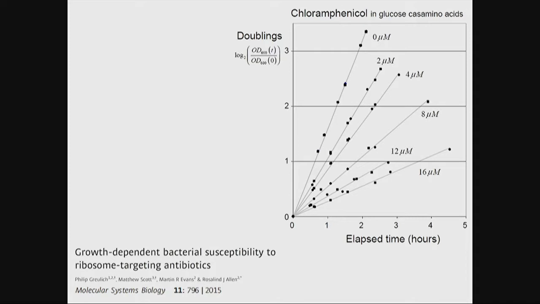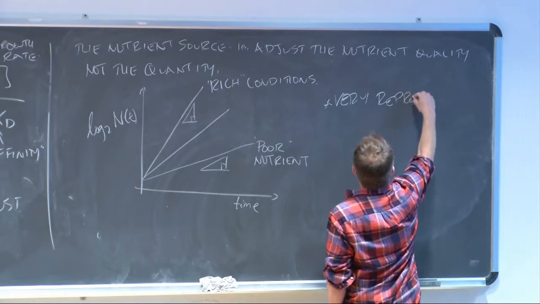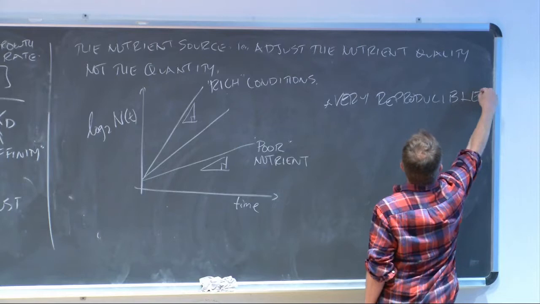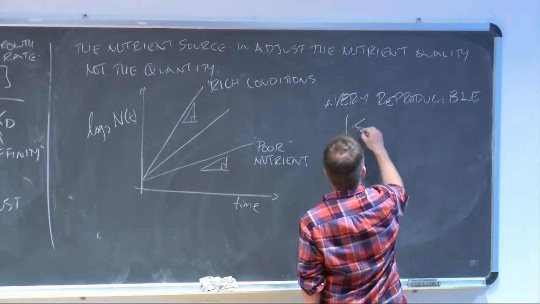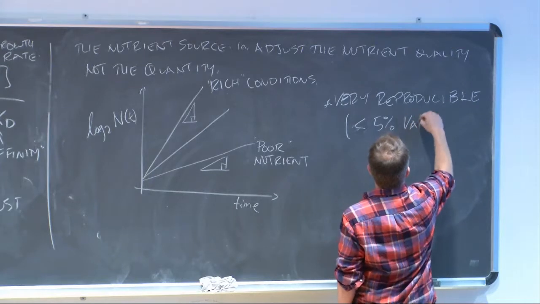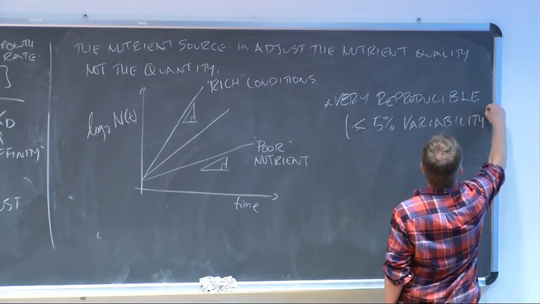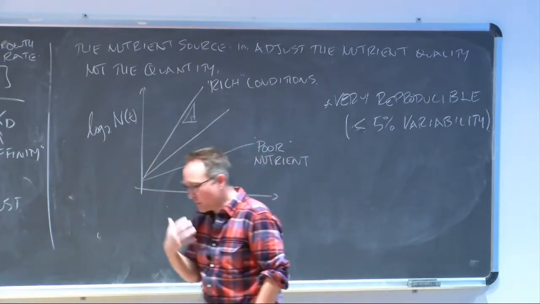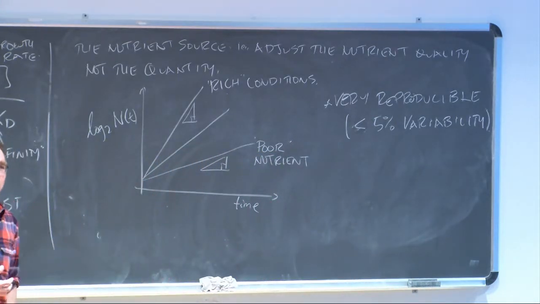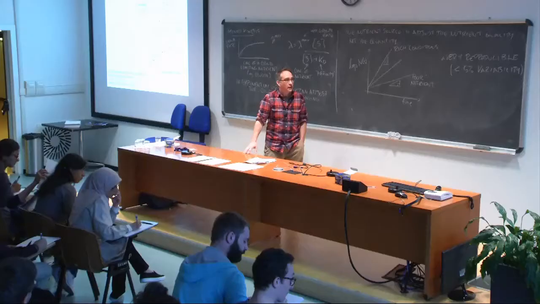The reproducibility here is exactly what you would want for a quantitative study. So typically, from lab to lab, day to day, decade to decade, there's less than 5% variability in what you measure in the growth rate. Okay, so this is tremendously reproducible. Less than 5% variability typically. And so that makes it an extremely compelling and useful parameter for people to use in quantitative modeling.